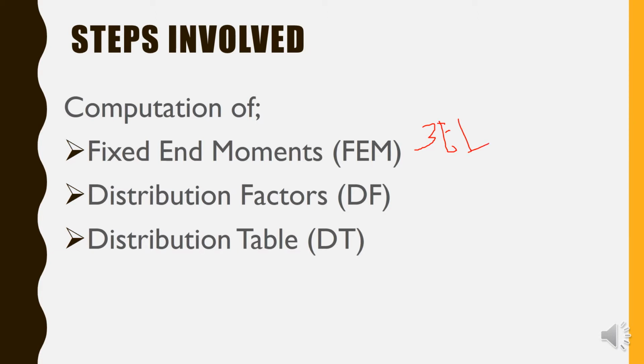There are two formulas: 3EI by L and 4EI by L. 4EI by L is used when the end supports are fixed. If you have any support other than fixed, like simply supported, hinge, or roller, in that situation you are supposed to use the formula 3EI by L. If the end supports are fixed, then it will be 4EI by L. This is nothing but the coefficient required to calculate the distribution factor, and later comes the distribution table.